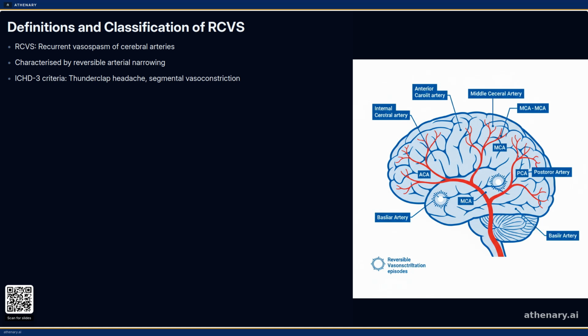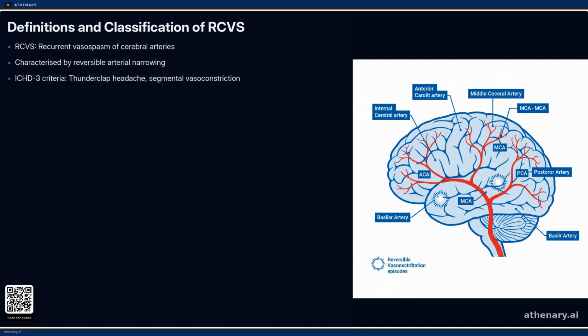The second pillar is objective evidence of segmental vasoconstriction from an angiogram. In practice, this often creates a characteristic string of beads appearance, with sections of arterial narrowing alternating with areas of normal or even dilated caliber.